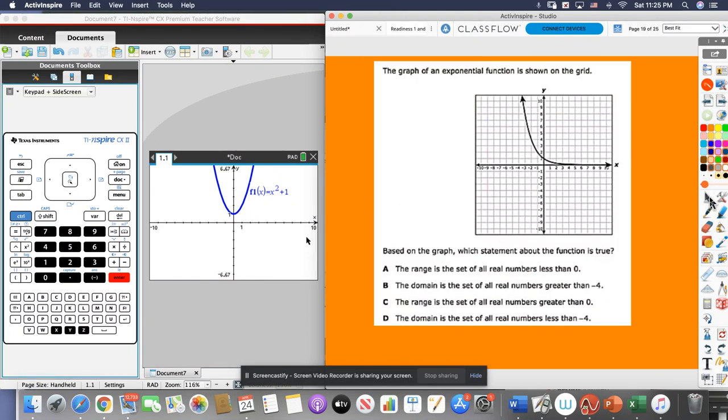Here's one for you to try. Okay, this time they didn't give us an equation, but they gave us a graph. And it says, based on this graph, which statement is true? And now it's asking me some questions. The range, so first of all, let's look at the range. That's the height. The lowest point is right here on the axis, and the highest point is up here at infinity. So it starts at 0 to infinity.